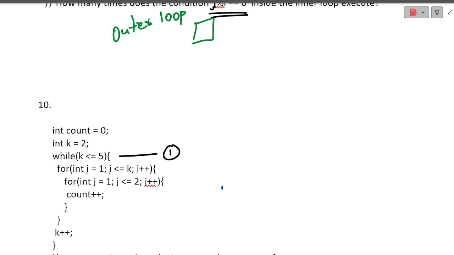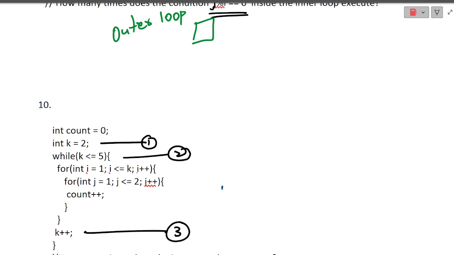So let me give the numbering of my outer loop. k is less than or equal to 5. Every time it will be k plus plus. Okay, so now I have written this is my first statement. This is my second. This is also a very important question.